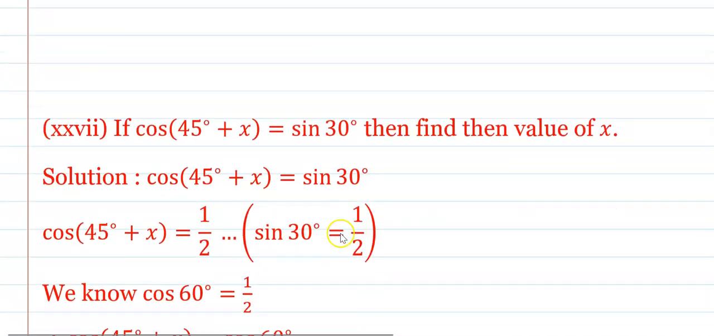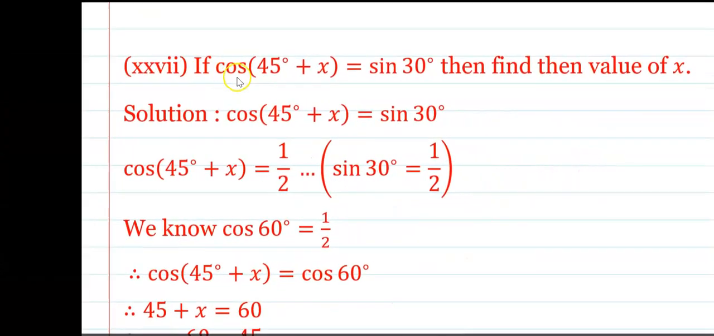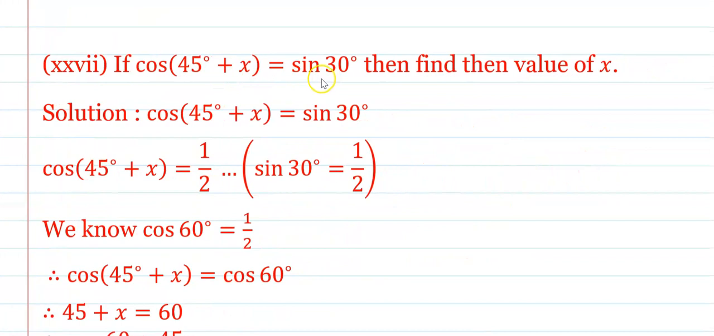Now the next. If cos of 45 plus x is equal to sin 30, then find the value of x. Now here we know that sin 30 is 1 upon 2. Therefore, we will write here cos of 45 plus x is equal to 1 upon 2. Also, we know that cos of 60 is equal to 1 upon 2.